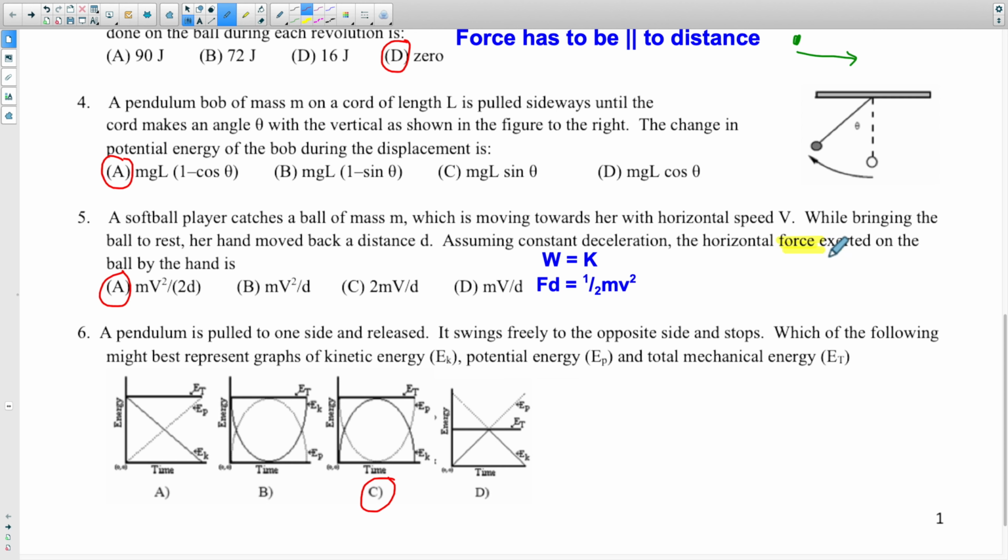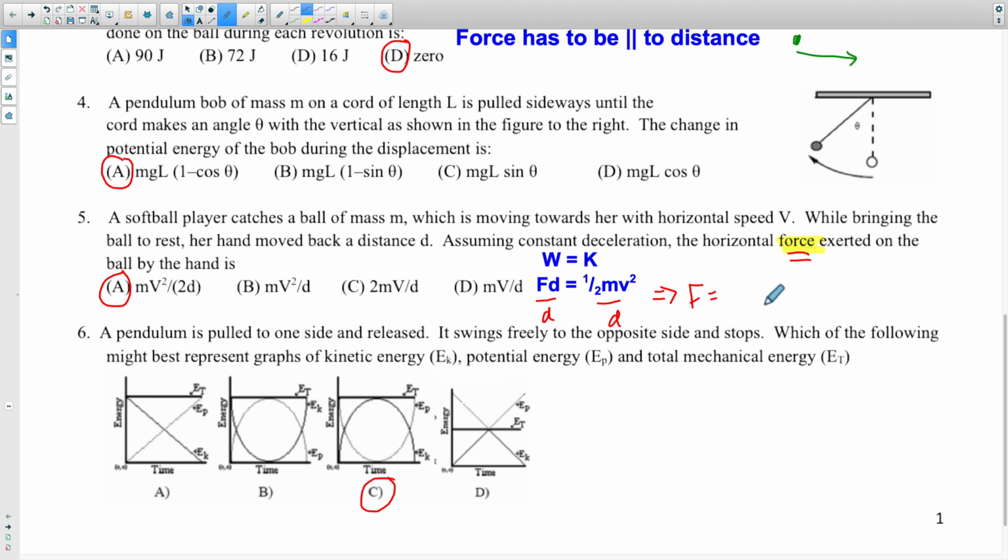Well, we have to think about what involves force. We know that work is force times distance. And we know that the ball is coming at her with a kinetic energy of 1/2 mv squared. So now we're really just solving for force. We're going to take this and solve for force. In other words, we're going to divide by d here.